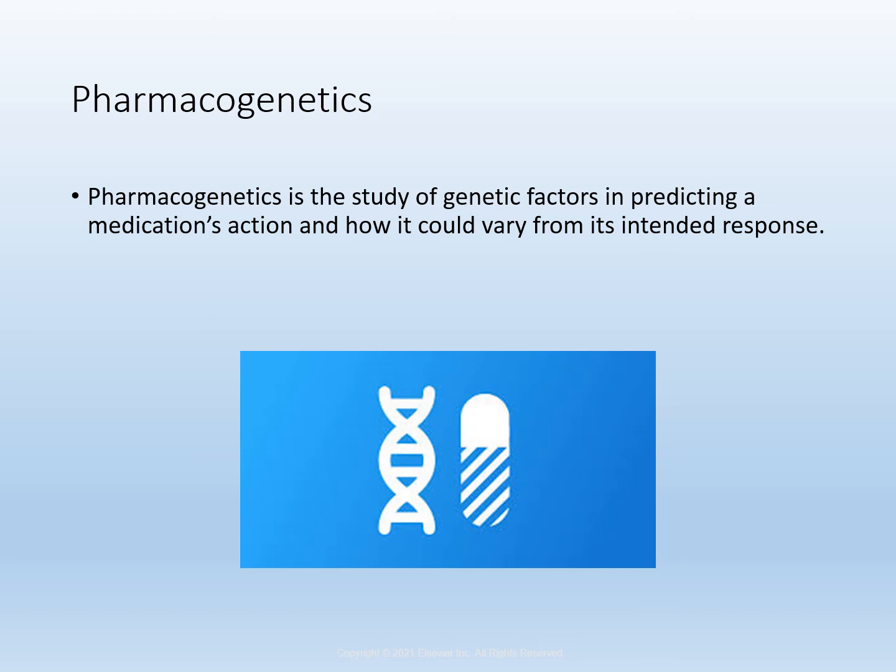So moving on from that, we want to talk about pharmacogenetics. This is the study of genetic factors in predicting a medication's action and how it could vary from its intended response. It's basically one technological advancement in medicine recently. It's important because different people have different genetic makeups, and so therefore you may respond differently to medications and therapies. So it's very individualized.